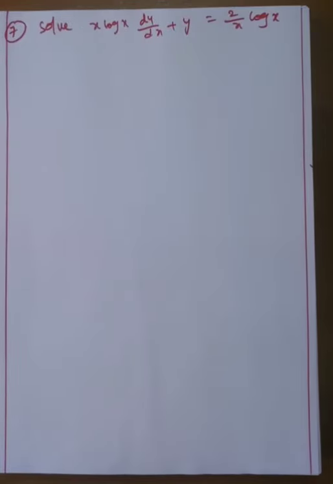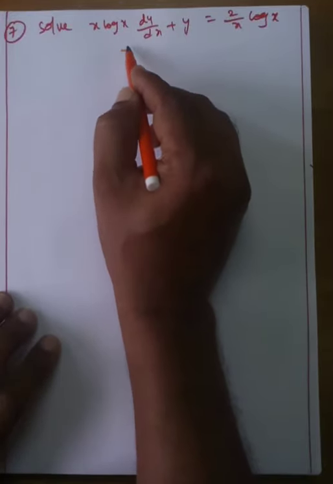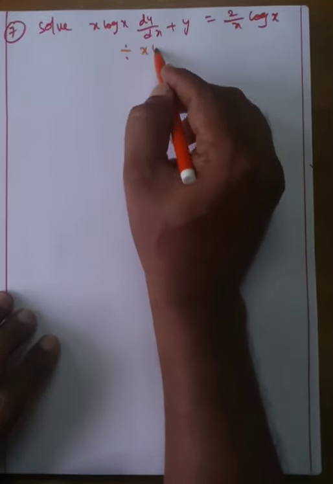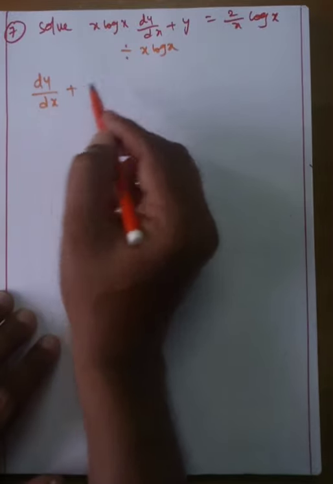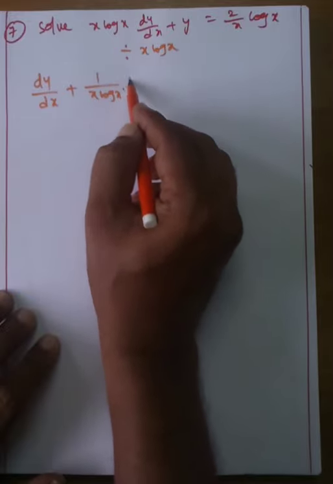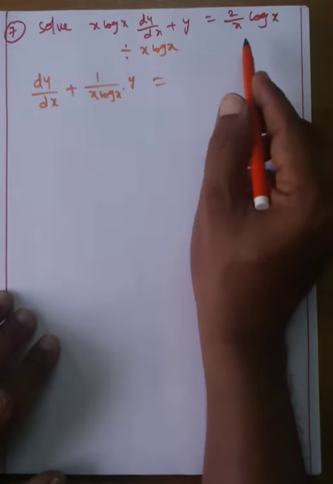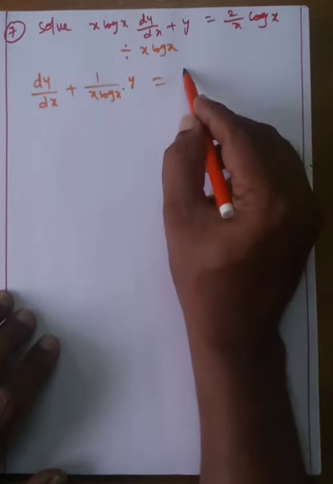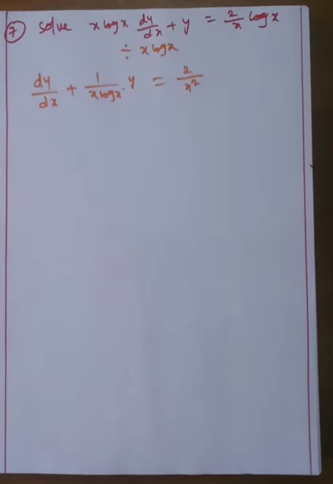Okay, my dear students, that is x log x divided by x plus y is equal to 2 by x log x. So what I am telling you: divided by x, the coefficient is always 1, means divided with x log x. Therefore dy by dx plus 1 by x log x into y is equal to x log x divided by x log x cancels. The answer is 2 by x square. I hope that you understood or not. 2 by x square.